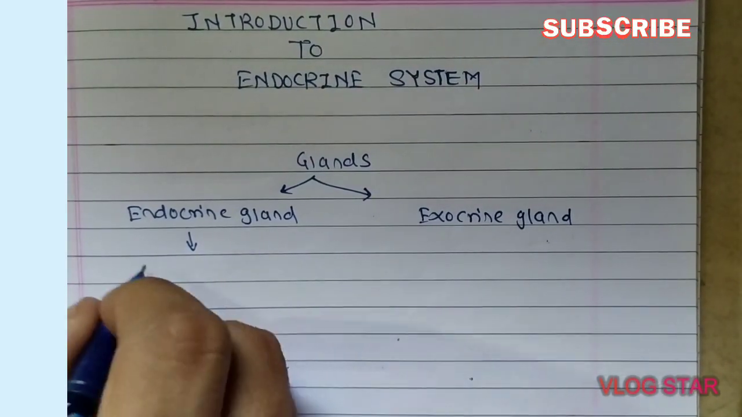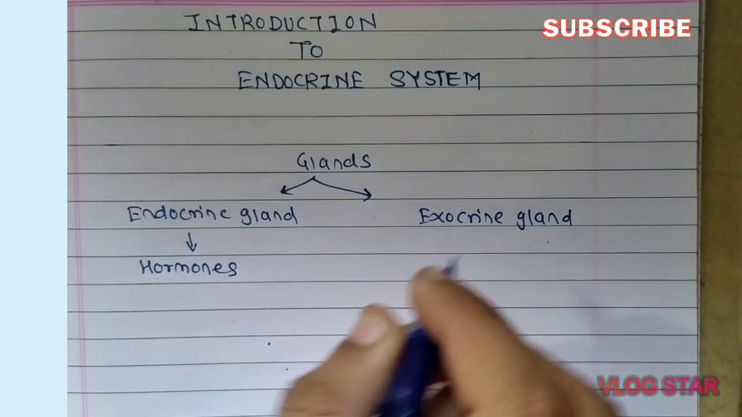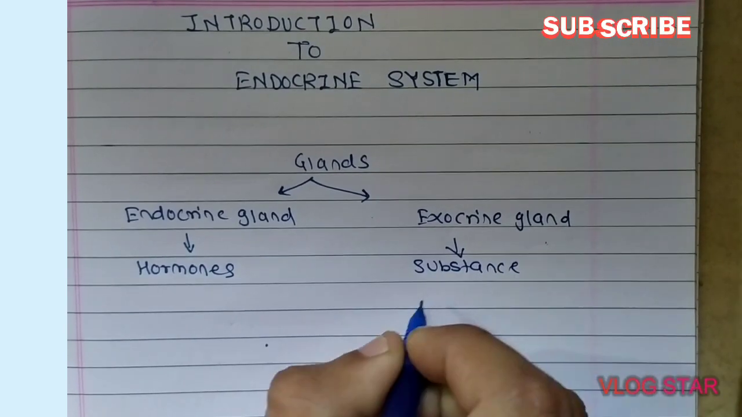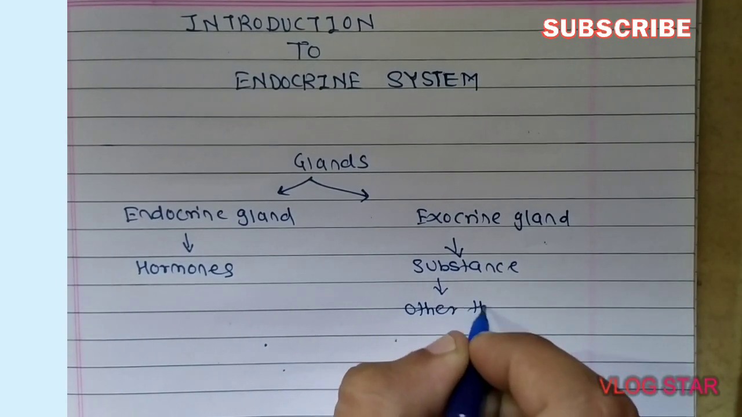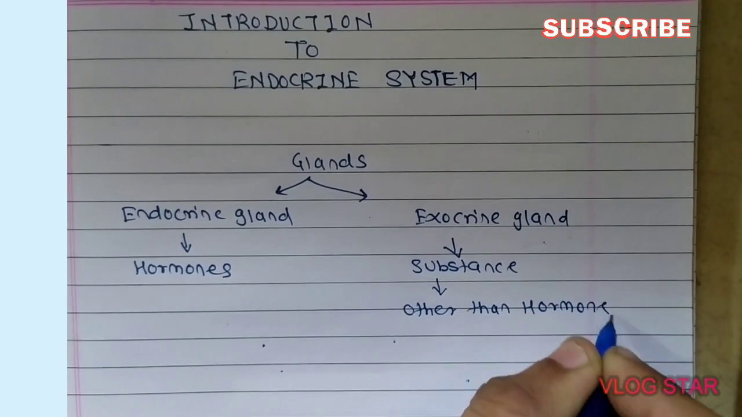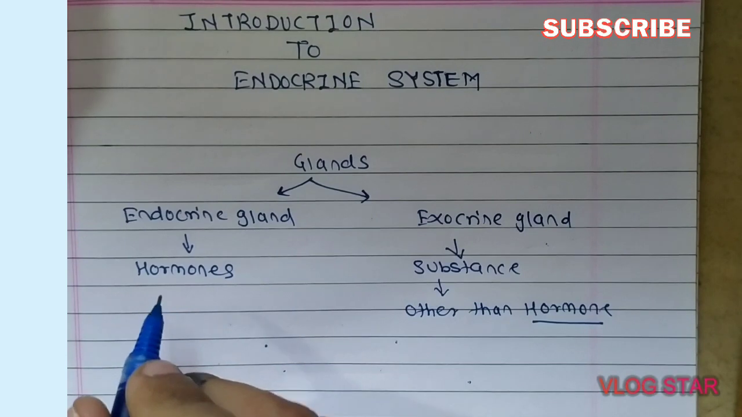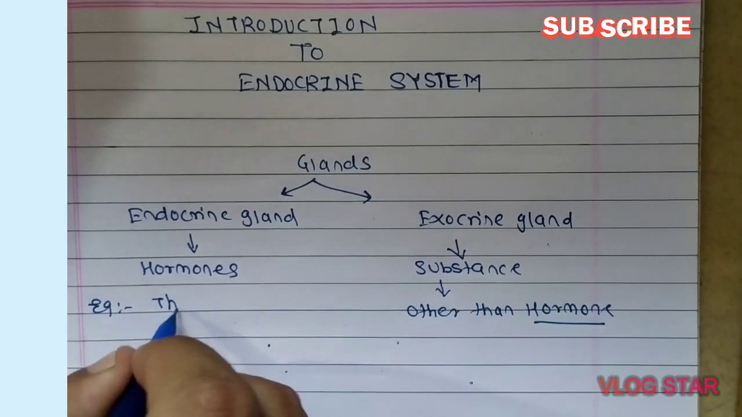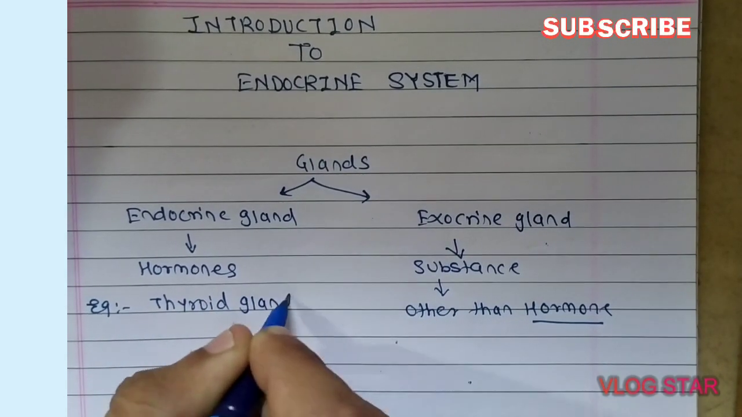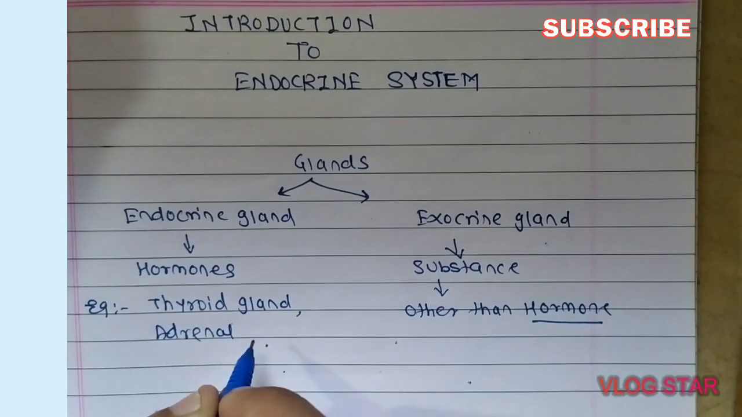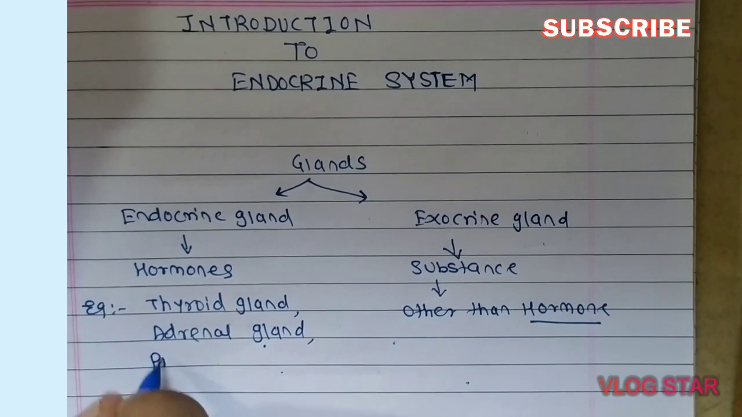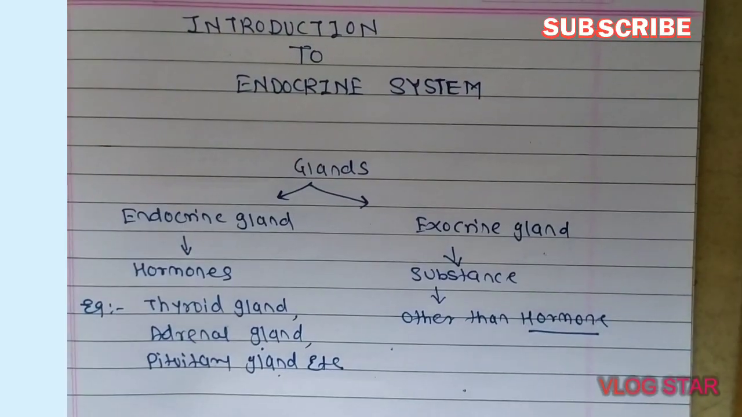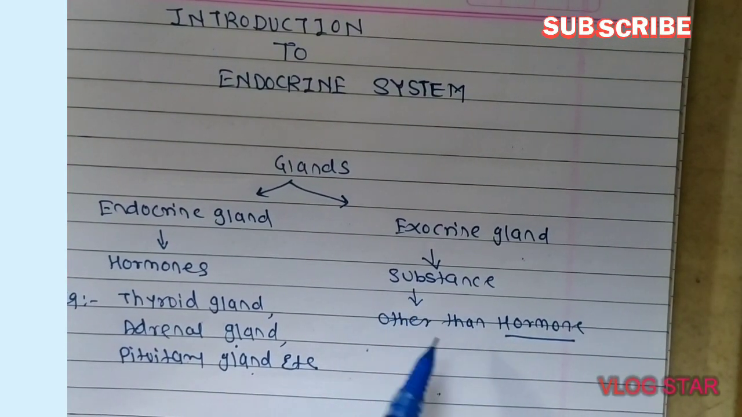Endocrine glands are glands which release hormones, and exocrine glands are glands which release substances other than hormones. So endocrine glands release hormones. What are the examples of endocrine glands? The examples are the thyroid gland, adrenal gland, pituitary gland, etc.